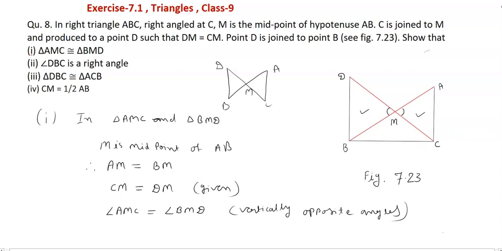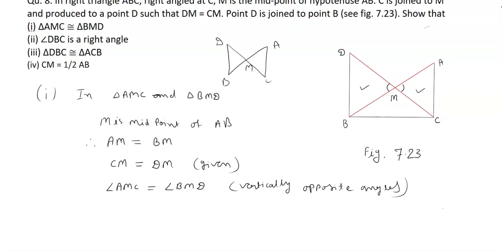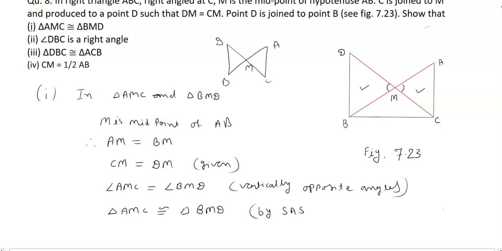So definitely now we have two sides and one angle, and this angle is included between these two equal sides. So we can say triangle AMC is congruent to triangle BMD by the side-angle-side congruence rule. So the first question is proved.